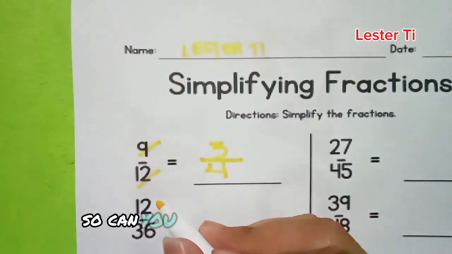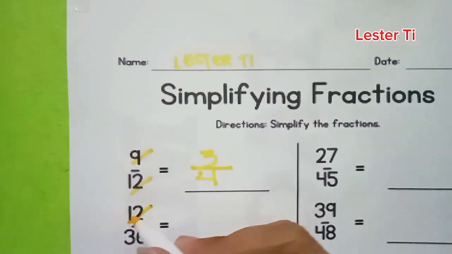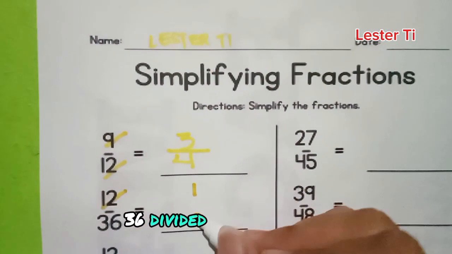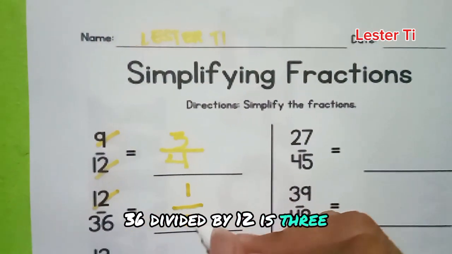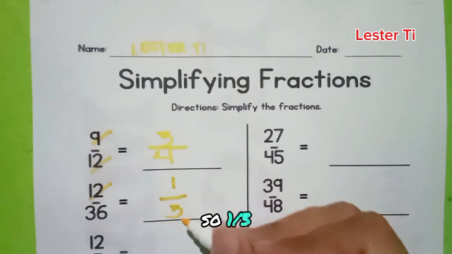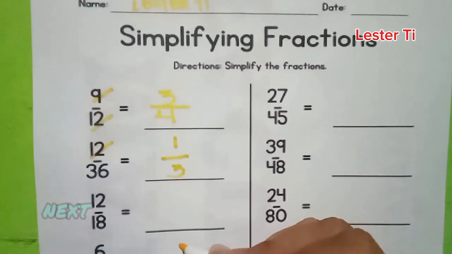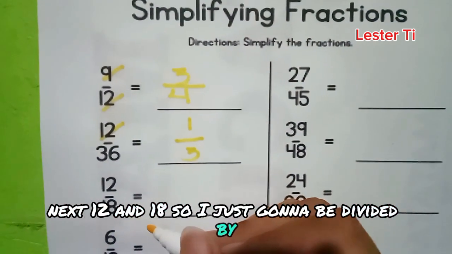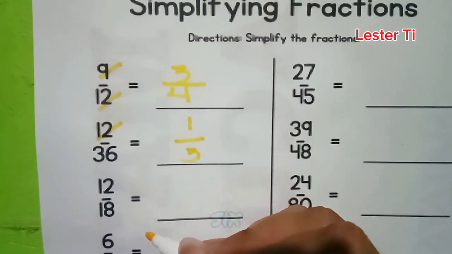So it can be divided by 12. 12 divided by 12 is 1. 36 divided by 12 is 3. So 1/3. Next, 12 and 18. So this can be divided by 6.